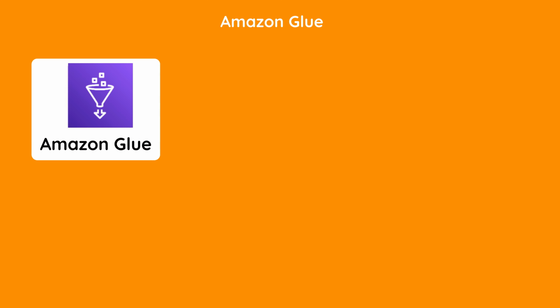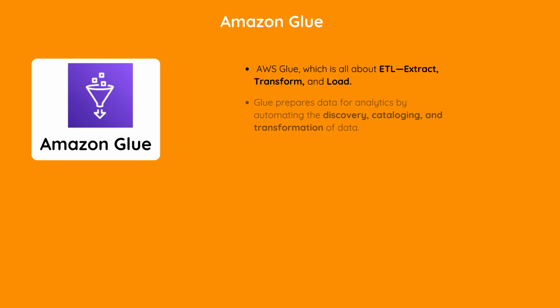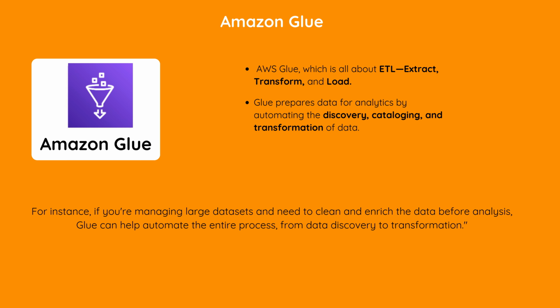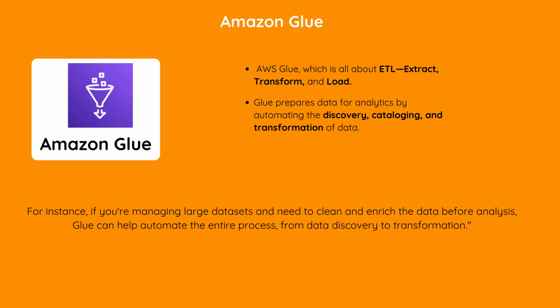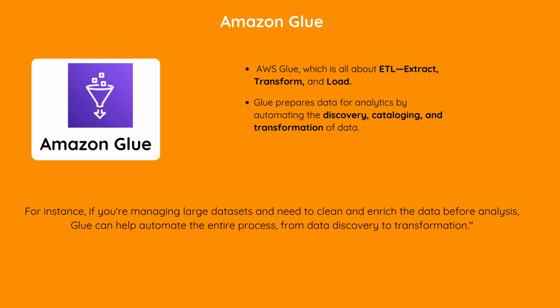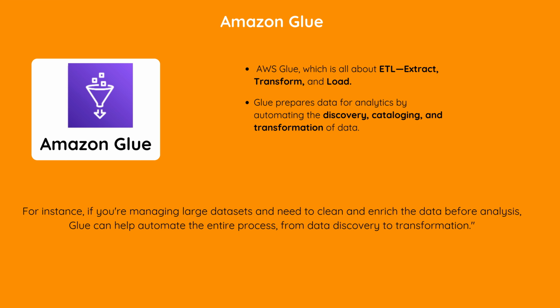Next, we have AWS Glue, which is all about ETL: extract, transform, and load. Glue makes it easy to prepare data for analytics by automating the discovery, cataloging, and transformation of data. Whether your data is in S3, RDS, or Redshift, Glue allows you to build ETL jobs using PySpark. For instance, if you're managing large datasets and need to clean and enrich the data before analysis, Glue can help automate the entire process, from data discovery to transformation.